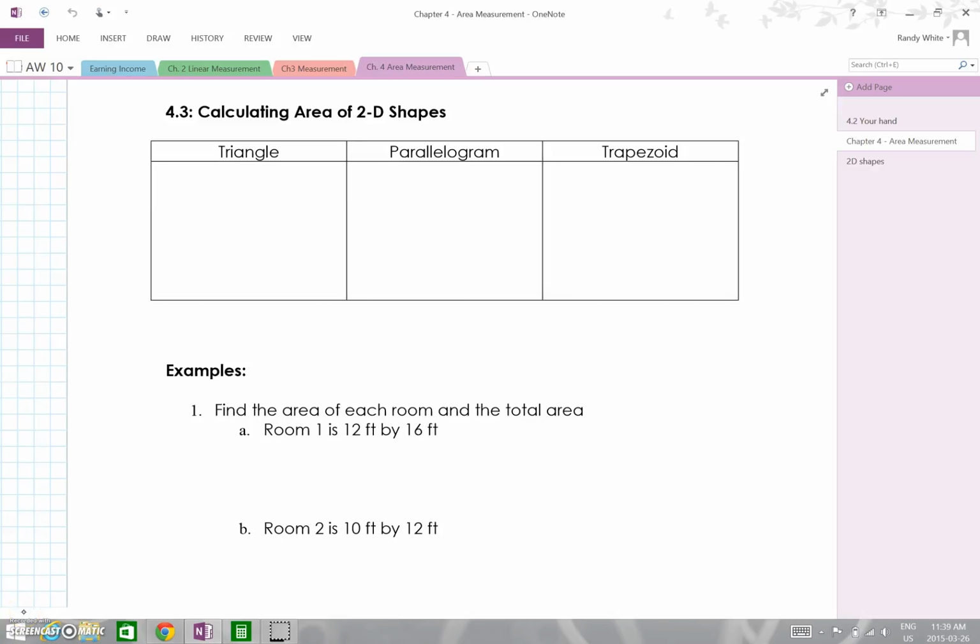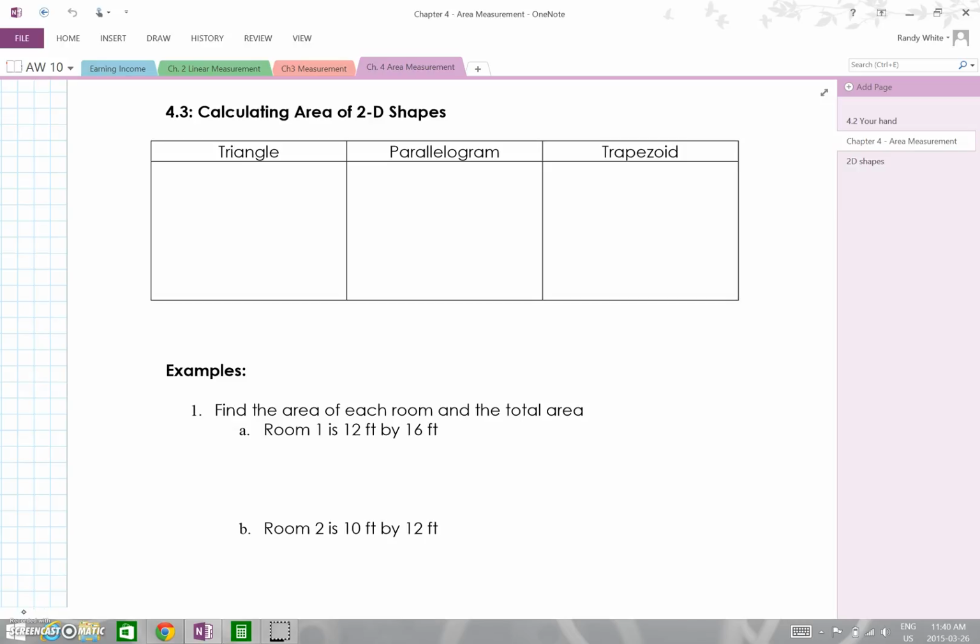Okay, now that you've measured the area of your hand, we're going to go on. We're going to find area of two-dimensional shapes. Two-dimensional means that they're flat, just like an up and a down type of thing. The first shape we're going to take a look at is a triangle.